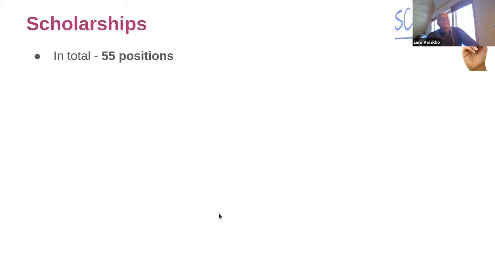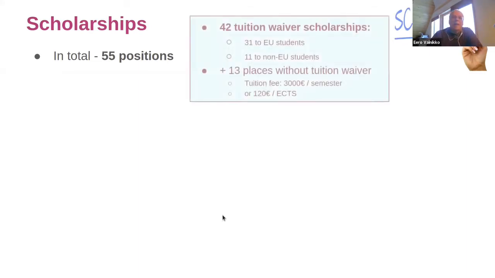In total, we have 55 positions this year, and out of those 55, there are 42 tuition waiver scholarships. It means for 42 students, there will be no tuition fee. It's essentially a free study place, and 31 are given to EU students and 11 to non-EU students. And it means there will be approximately 13 places without tuition waiver.